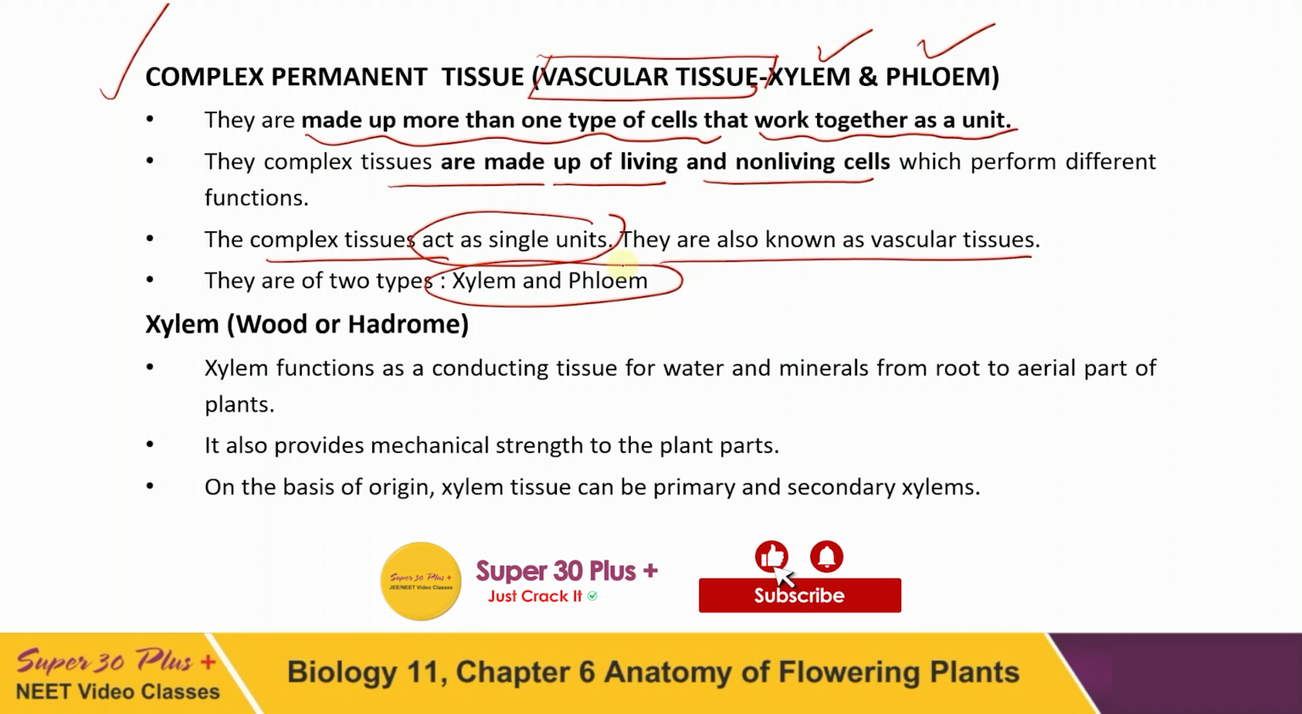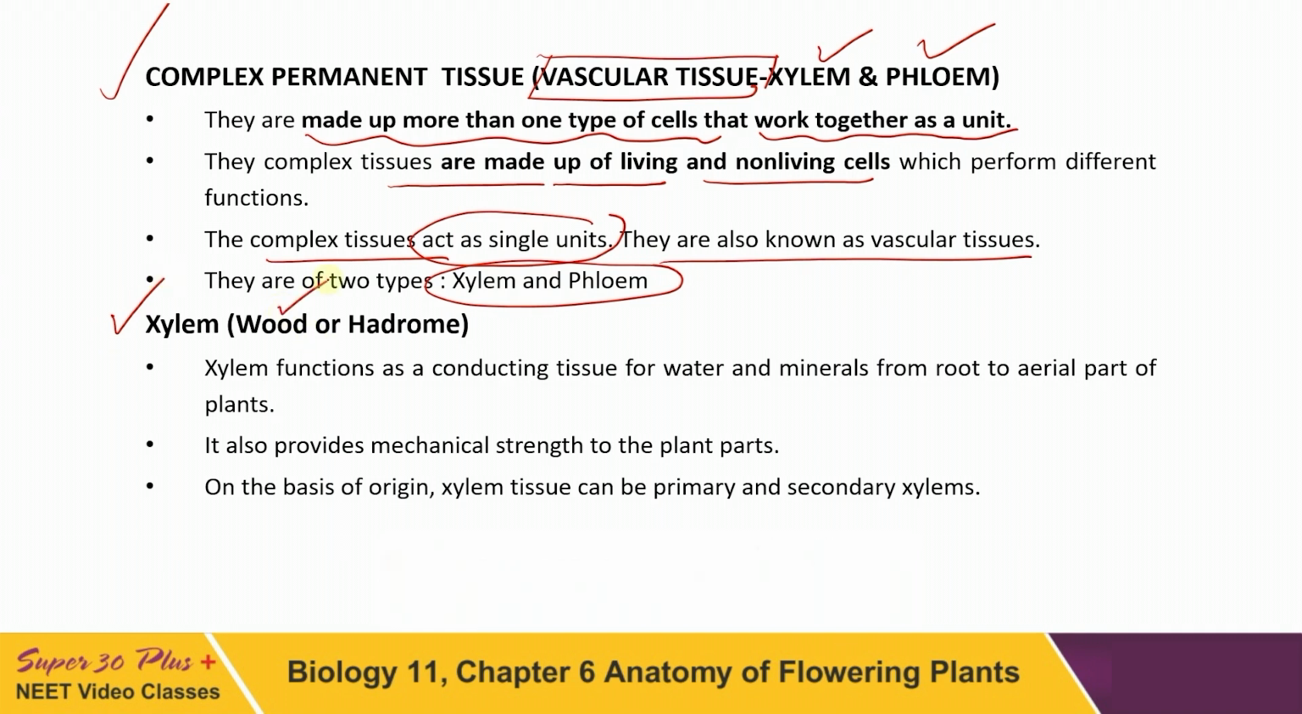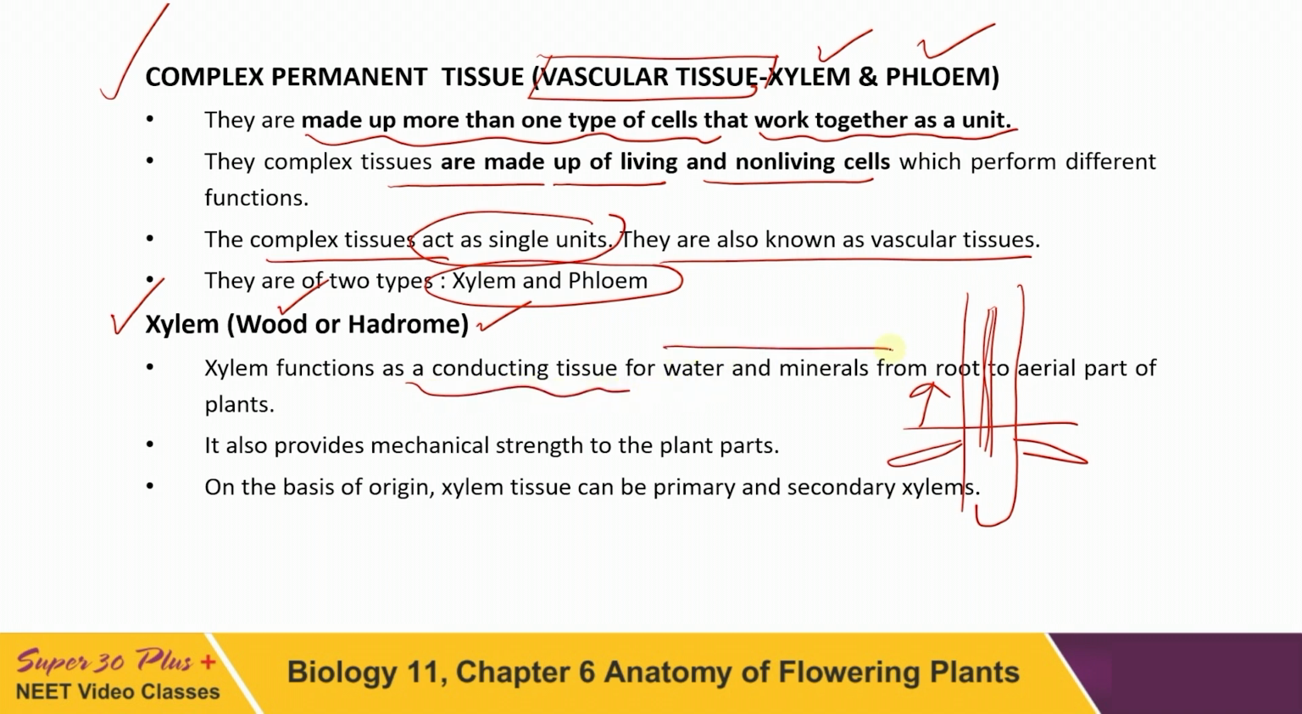Okay, come to the next now. We have to discuss one by one. That is xylem, also known as wood in layman's language, or hadrome. You know what the function of xylem is? If we draw that this is the plant axis, this is the root we have here. The root will absorb the water and minerals, and through xylem this water and minerals will be transported from root to the aerial part. So this is conducting tissue for water and minerals from root to the aerial part of the plant.